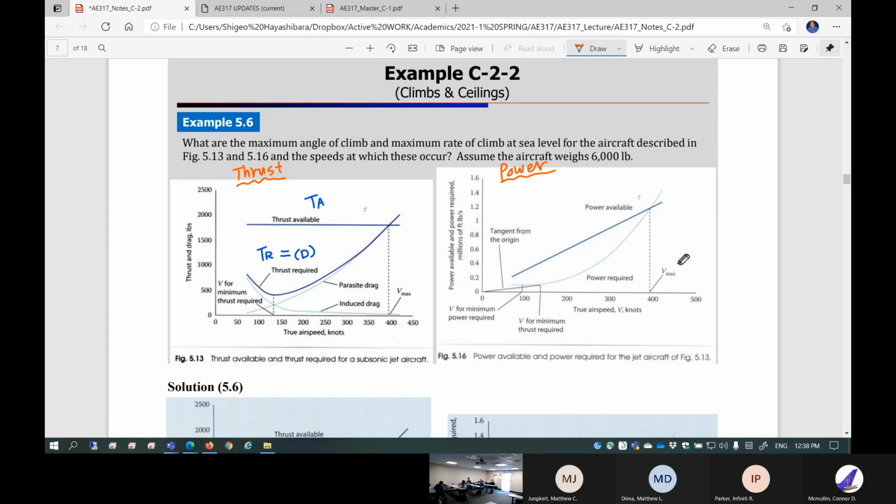What are the maximum angle of climb and maximum rate of climb at sea level for the aircraft described in these figures, and the speeds at which these occur? Assume that the aircraft weight is 6,000 pounds. How would you handle this?